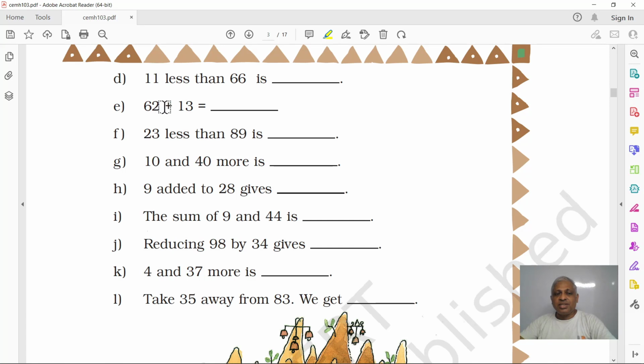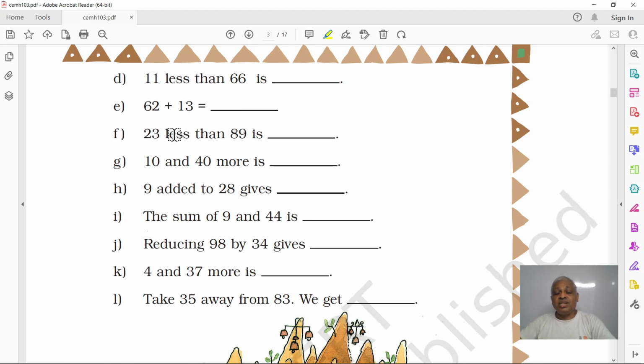The next is 62 plus 13. What will be the answer? So here you can use the trick. 13 is 10 plus 3. This 3 you add to the 62. 62 plus 3 is 65, plus 10 is 75. So that way it's easier to make these kinds of additions.